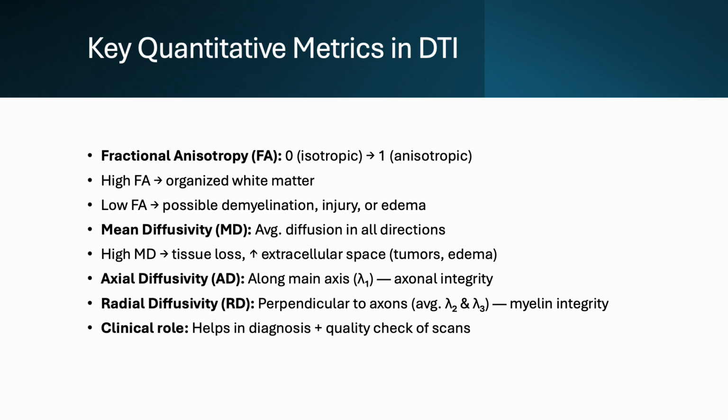And next we have axial diffusivity, or AD. AD reflects diffusion along the principal axis, essentially the largest eigenvalue from our tensor, and is often linked to axonal integrity. And finally, we have radial diffusivity. Radial diffusivity is the average of the 2 smaller eigenvalues representing diffusion perpendicular to the axon fibers. Increases here may point to myelin damage.